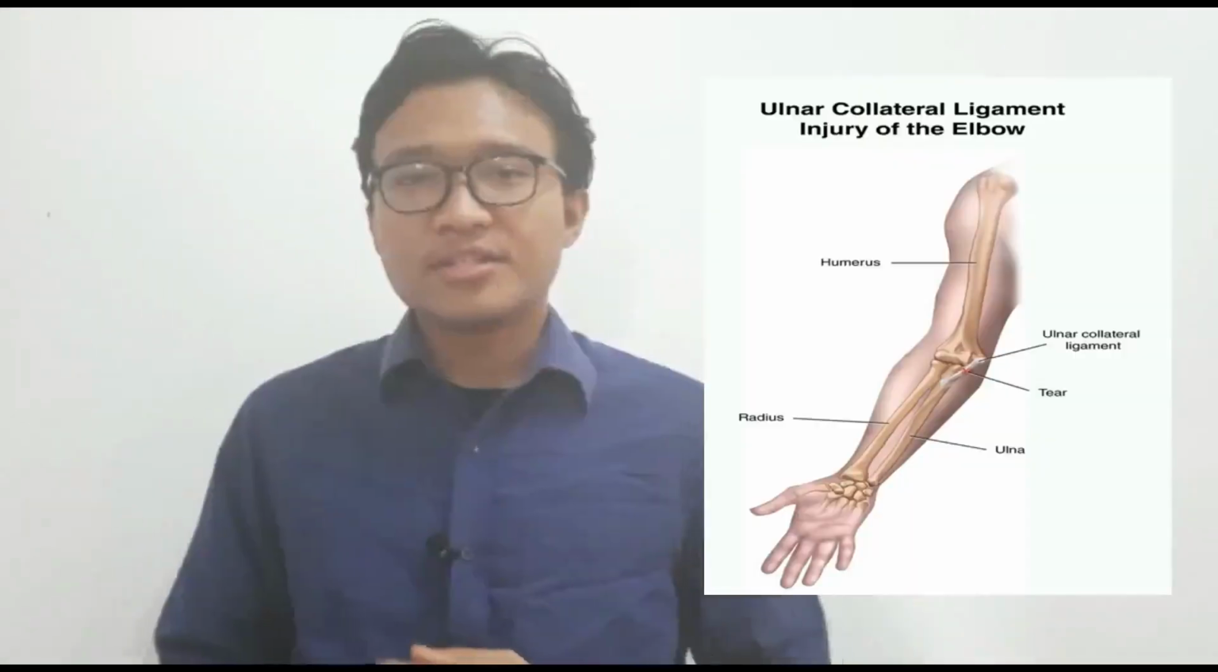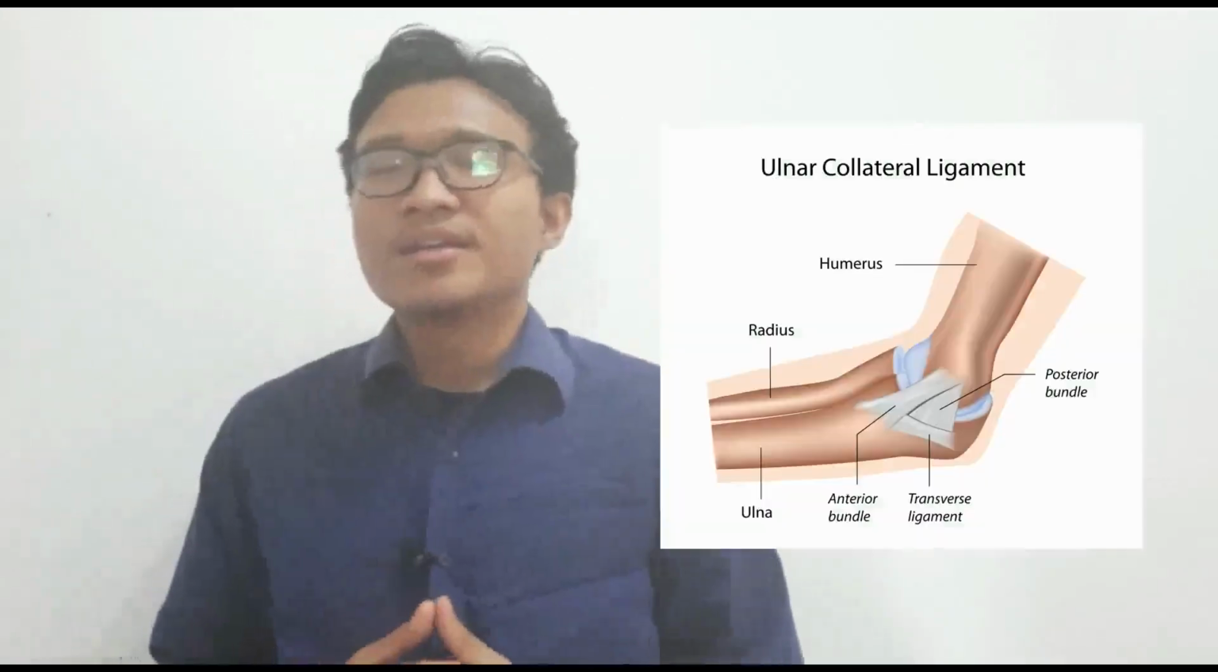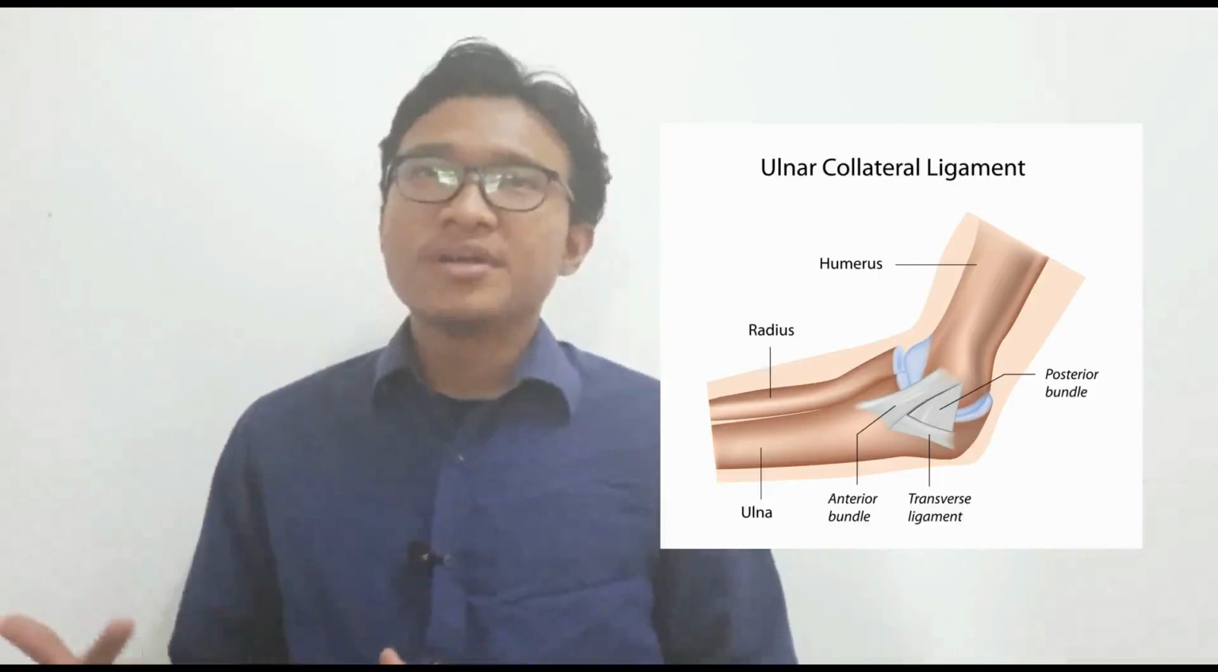So I'll continue on the anatomy of the ulnar collateral ligament injury. As you know, the UCL is located inside the elbow, attached on the humerus, and the other side is the ulna, where the humerus is upper and the ulna is lower. Next, it consists of three divisions, which are anterior, posterior, and transverse, which is across.